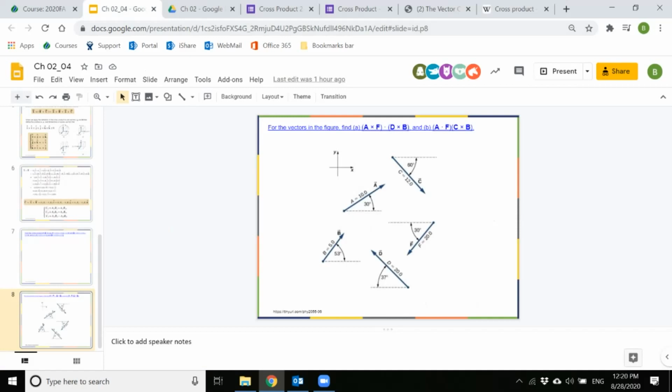Yeah, because the first parenthesis is scalar. The second parenthesis will give you a vector. Right. So the resultant will be a vector.